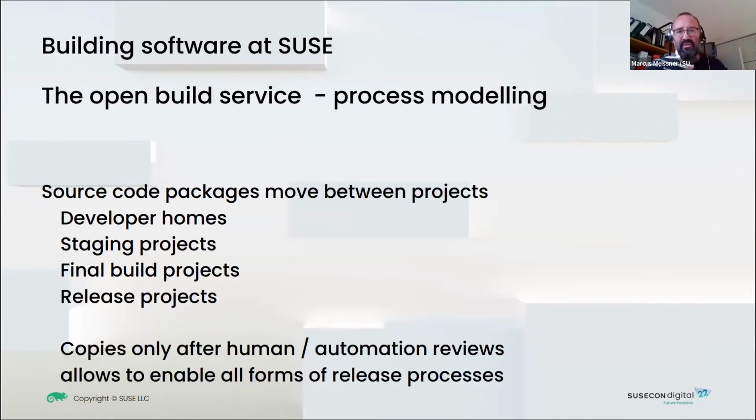Internally in the build service, source code moves between projects. So we model the actual release process on top of that between developer homes, staging projects, final build projects, or release projects. These kinds of moves happen only after either human or automation reviews, or multiple stages of that. So we can mirror all kinds of release processes on top of that.